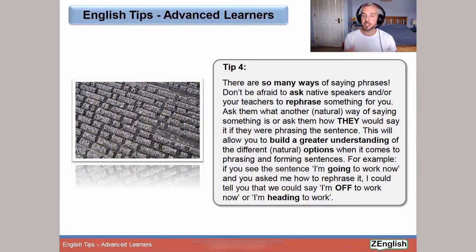Ask native speakers, ask your teachers, try and build up a good understanding of all the different ways we can say things. So that is the end of our English tips for advanced learners for today. Try and bear these things in mind. You don't have to use these things every moment of the English language, but keep them in mind and try and make your language more free, more casual, and just find out as much about it as you can.